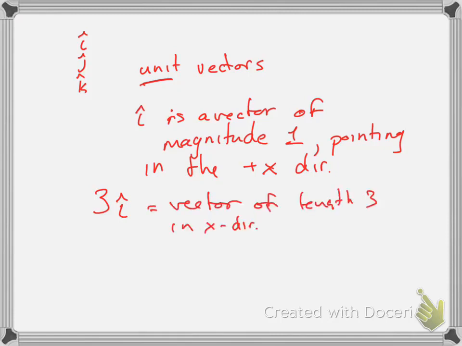So one of the things that I just did, without even assuming you understood, is vector multiplication. I multiplied a vector that has a magnitude of 1 by a scalar 3. And when you multiply a vector by a scalar, what do you get? You just multiply the magnitude by the scalar.